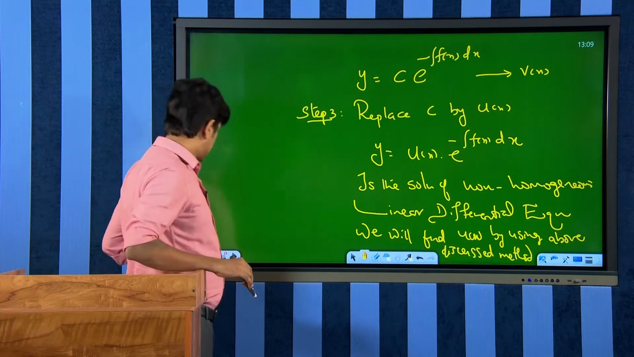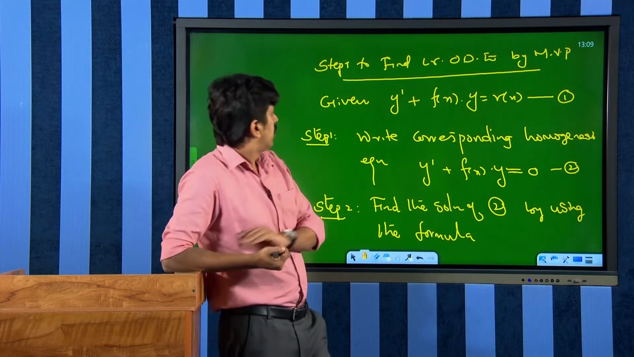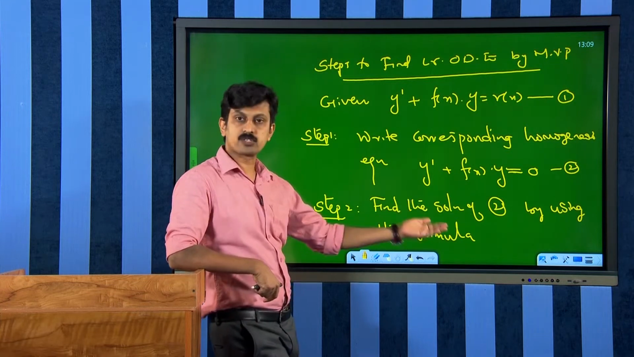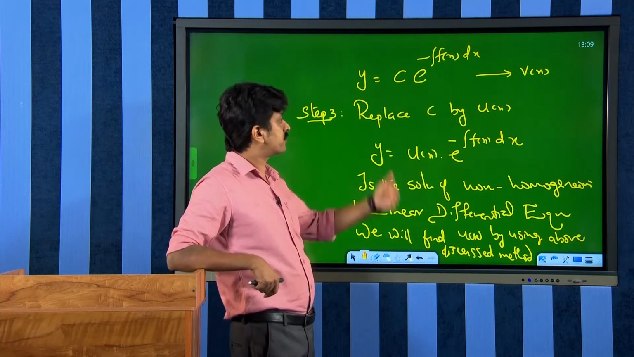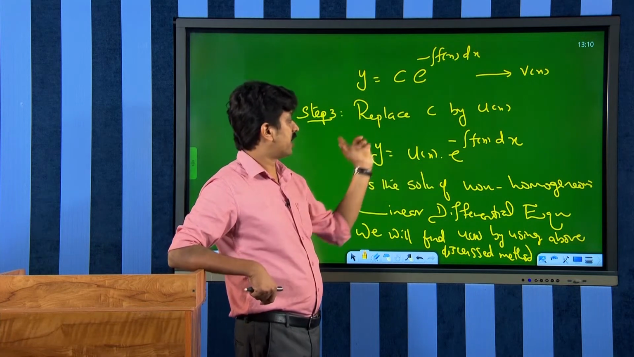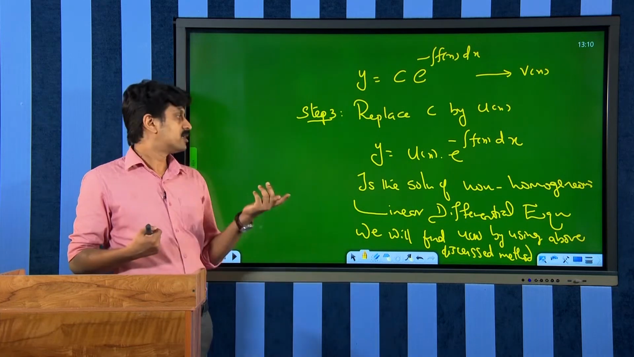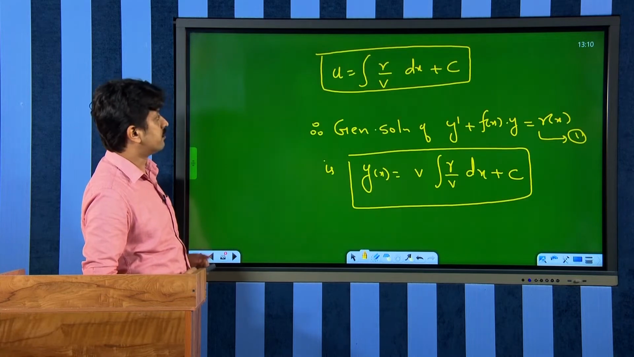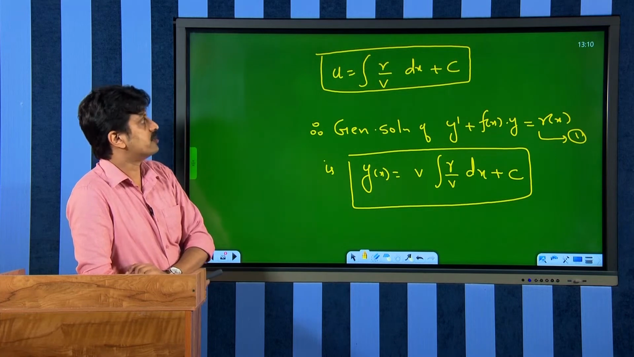Okay. We just see the steps. We have the non-homogeneous linear differential equation here, and we can also write the corresponding homogeneous equation. We can find the solution of the homogeneous equation by using the formula v or y is equal to c raised to integral minus f of x dx, and we just replace this c by u, and we will have this formula. We are also able to find u of x by using the method that we discussed before. Okay, u is equal to the integral of r divided by v into dx plus c.